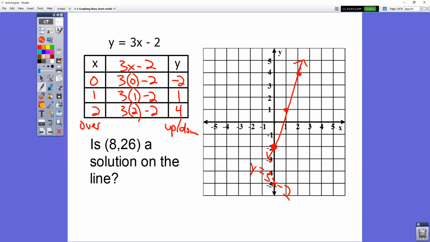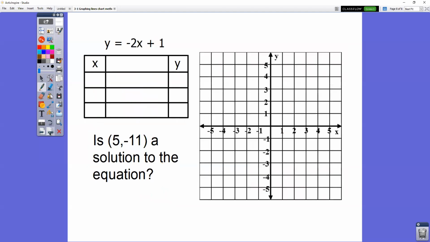8, 26. Obviously, 8, 26 is not going to fit on our line. So we need to take our x value and take our y value and sub them in. So instead of y equals, we have 26 equals. Instead of 3 times x, we have 3 times 8 minus 2. 3 times 8 is 24, minus 2 is 22. Does 26 equal 22? No, it does not.